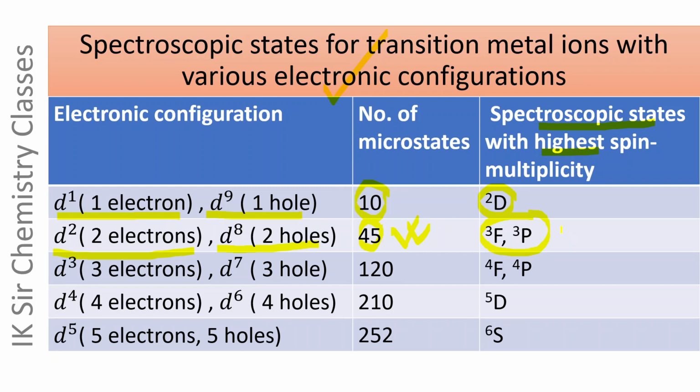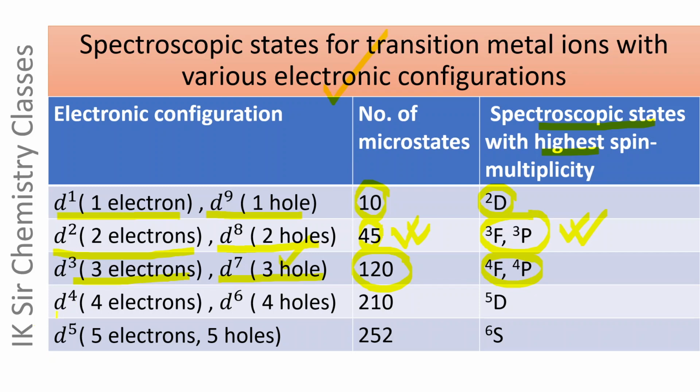The derivation of these spectroscopic states have been discussed in the previous video named as derivation of spectroscopic states. D3 having 3 electrons in the D subcell and D7 having 3 holes in the D subcell, 10 minus 7, that is 3 holes in the D subcell, have 120 microstates and their spectroscopic states having highest spin multiplicity are quartet F and quartet P.